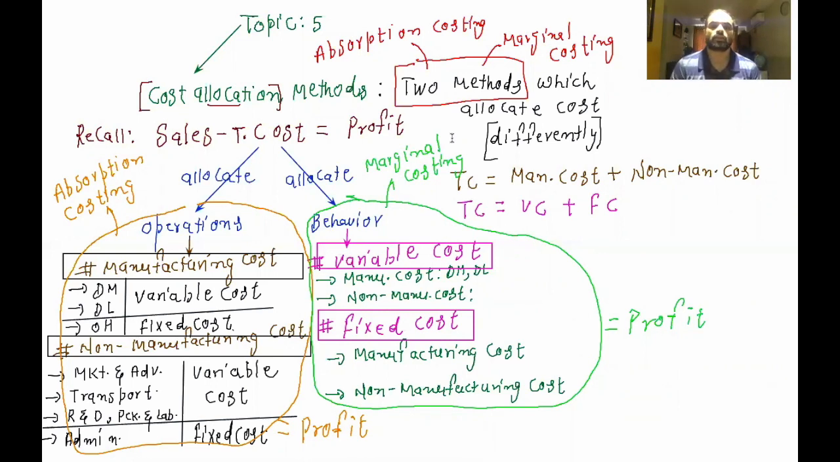Non-manufacturing cost, please. I can't understand marketing and advertising. Okay. A student asked me, can you teach non-manufacturing cost again? So I think you have to go back to your topic 2. I already covered it in topic 2 when we discussed the types of cost. In that types of cost, yes, it's marketing and advertising.